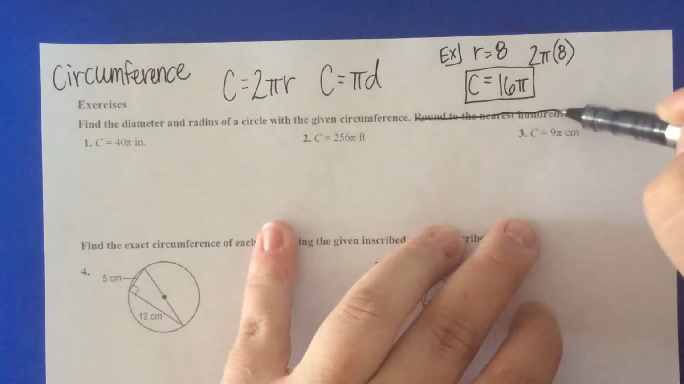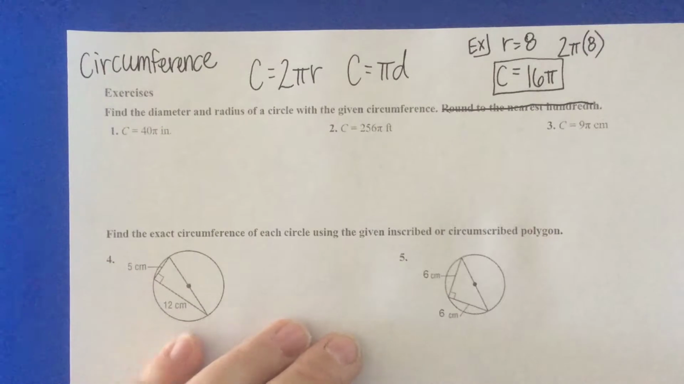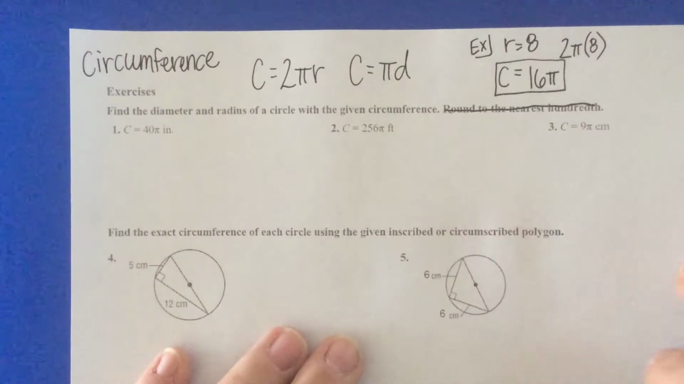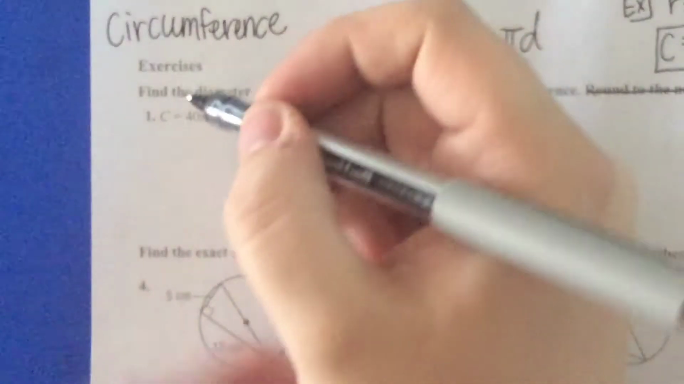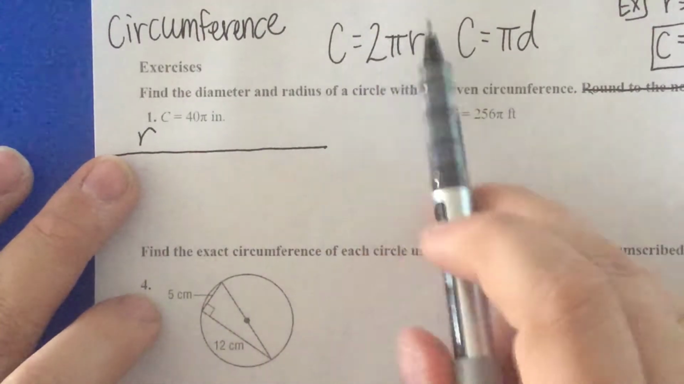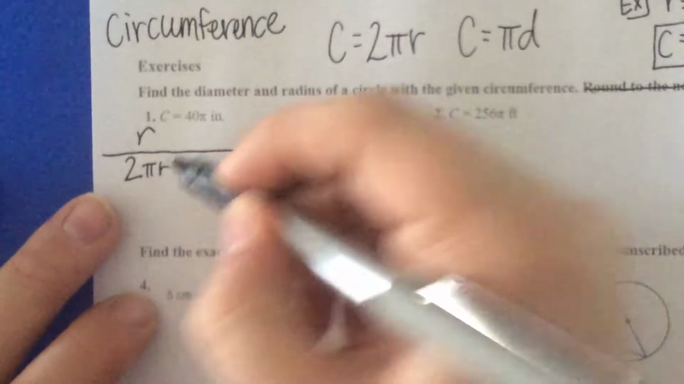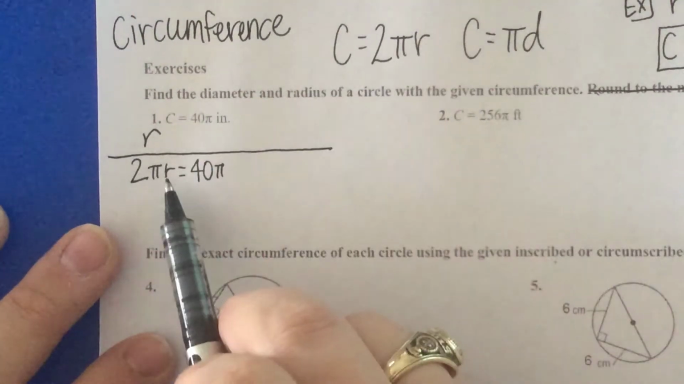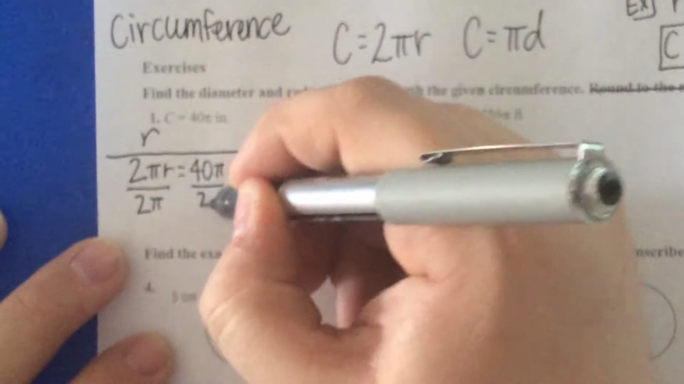Now, on this next part, they give us the circumference, and we are looking for the radius and the diameter. So it says find the diameter and radius of a circle with the given circumference. So on this first example, if c equals 40 pi inches, to find the radius, we know that our formula is 2 pi times r. So we could say 2 pi r equals 40 pi, the circumference that we know, and we are trying to get r by itself. So we know that we need to divide by 2 and pi.